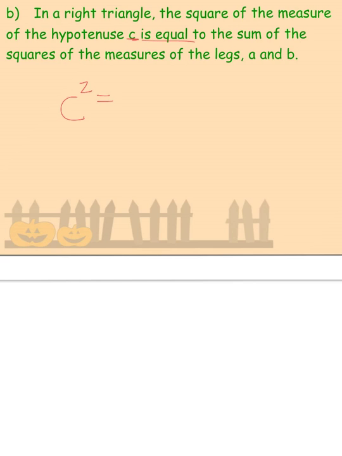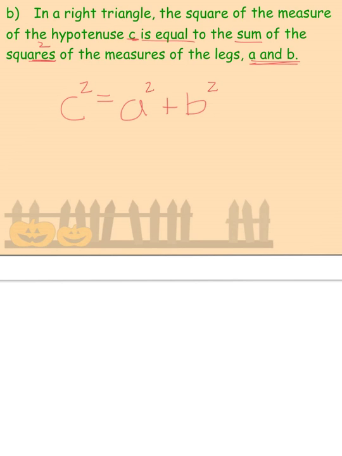to the sum of the squares, I'm going to have another little square here, of the measure of its legs, A and B. Here are the letters. And previously I forgot to underline it, but it said sum. So we're going to add A plus B, but then it talks about the squares of the measure. So I have to square both of these.